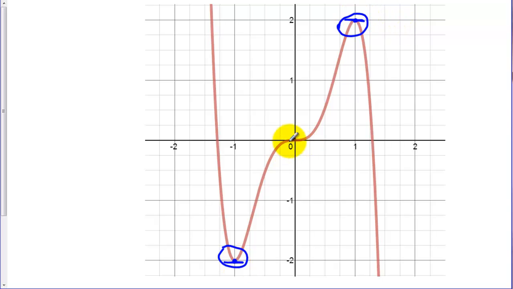Now you can see at this point we had a temporary horizontal tangent line, but we did not have a max. This later we'll learn is called an inflection point.